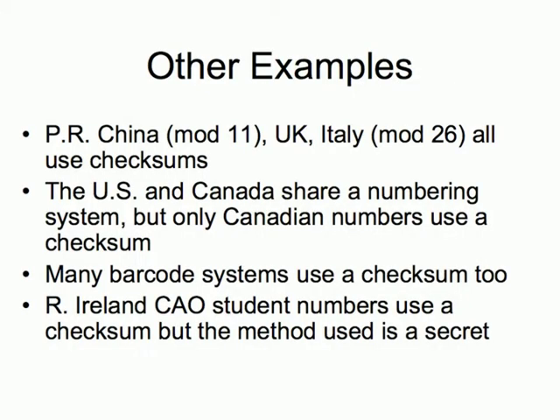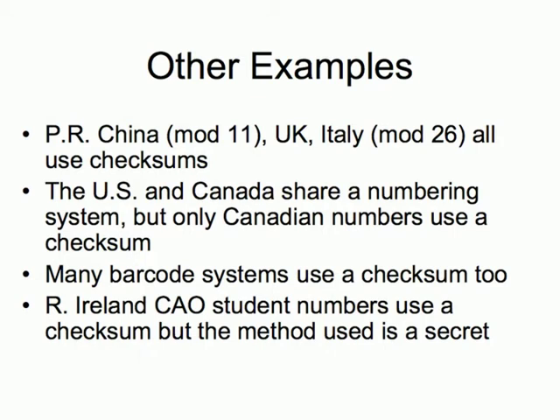Now, lots of other countries use checksums as well. In the UK, they use checksums. In the People's Republic of China, there's a checksum. It's a mod 11. The US and Canada share a numbering system, but only Canada uses checksums. Many barcode systems use checksums as well. In the Republic of Ireland, a student's CAO number, which very often ultimately becomes their college ID number, also uses a checksum, but the way that checksum is actually calculated is a secret.